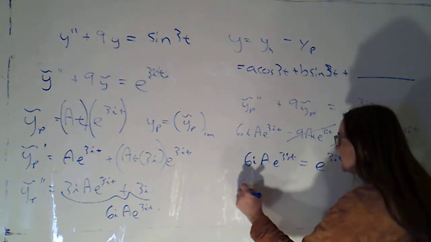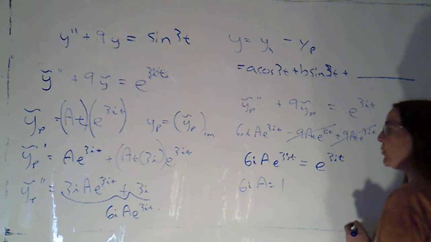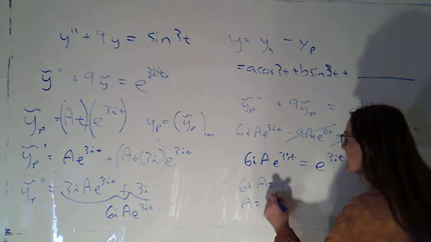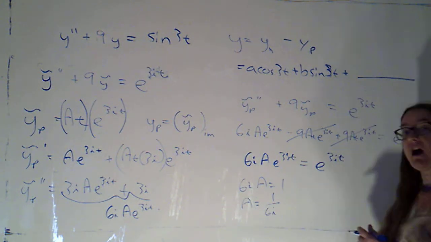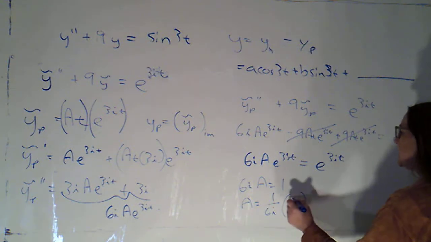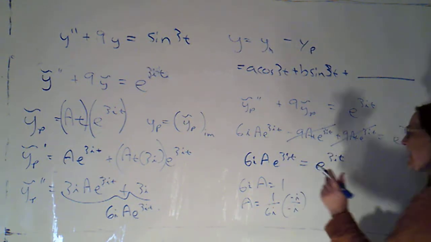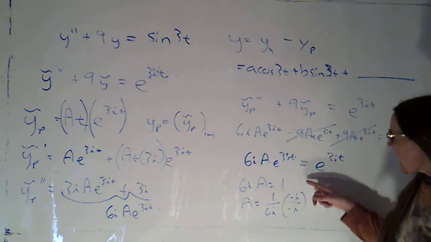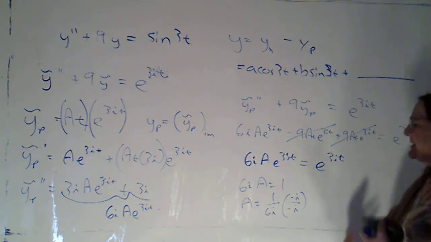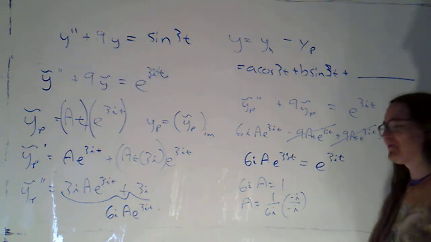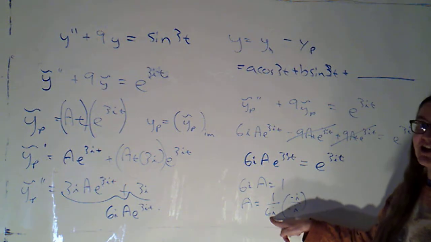Well, that'll only work if 6ia equals 1. So a is 1 over 6i. I'm going to multiply by 1 in the form of negative i over negative i. i over i would work. Negative 6i over negative 6i would work. Negative 6i is the complex conjugate of that.